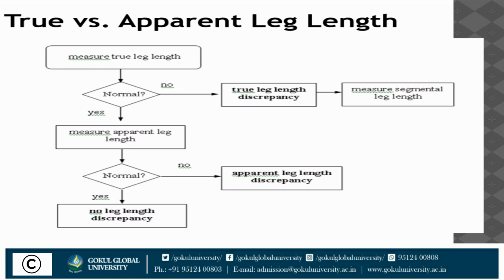When we measure apparent leg length discrepancy and we find that it is normal, that means patient has no leg length discrepancy. Maybe patient posture is such that we have observed leg length discrepancy on observation. If patient does not have normal apparent leg length measurement, then we have to check, and there is apparent leg length discrepancy present in the patient.